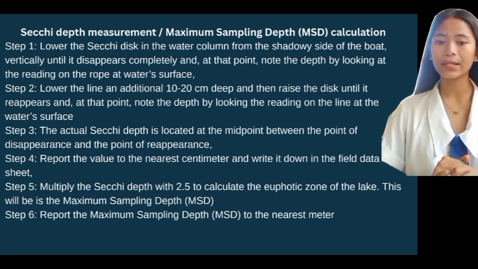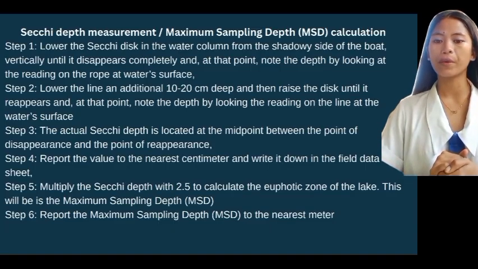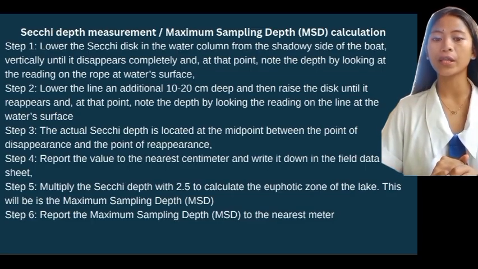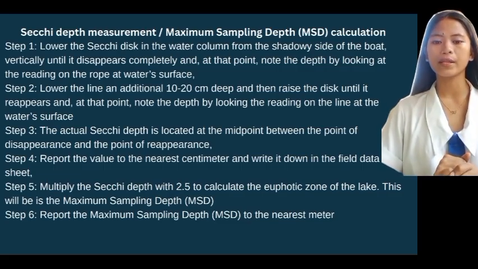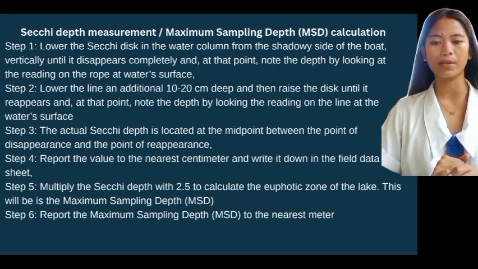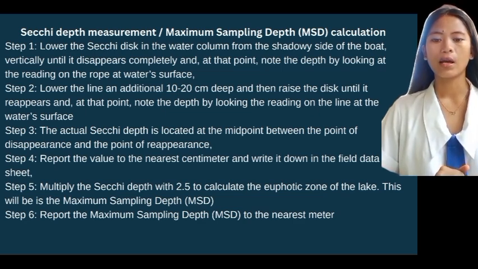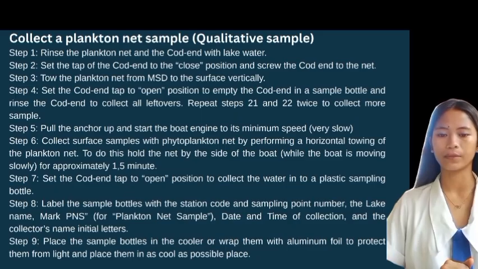Step 3. The actual Secchi depth is located at the midpoint between the point of disappearance and the point of reappearance. Step 4. Report the value to the nearest centimeter and write it down in the field datasheet. Step 5. Multiply the Secchi depth by 2.5 to calculate the trophogenic zone of the lake. This is the maximum sampling depth, or MSD. The last step, report the maximum sampling depth, MSD, to the nearest meter.